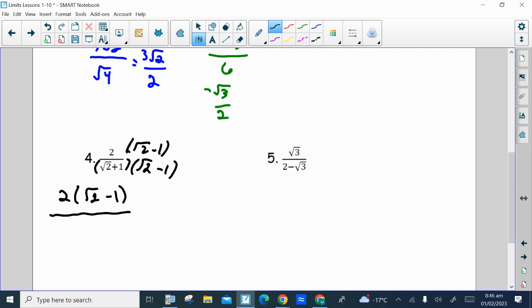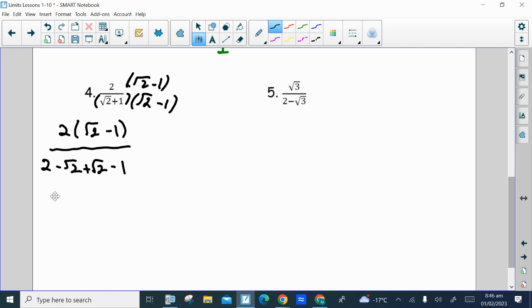So multiplying this out, the front terms, root 2 times root 2 is 2. The outer product is negative root 2. The inner product is positive root 2. They cancel. This is why we multiply by the conjugate. So those terms involving the radicals will cancel. And the last terms, 1 times negative 1 is negative 1. So we've got 2 times root 2 minus 1 all over... Again, the root 2's cancel. So you're left with 2 minus 1, which is 1, or 2 bracket root 2 minus 1.